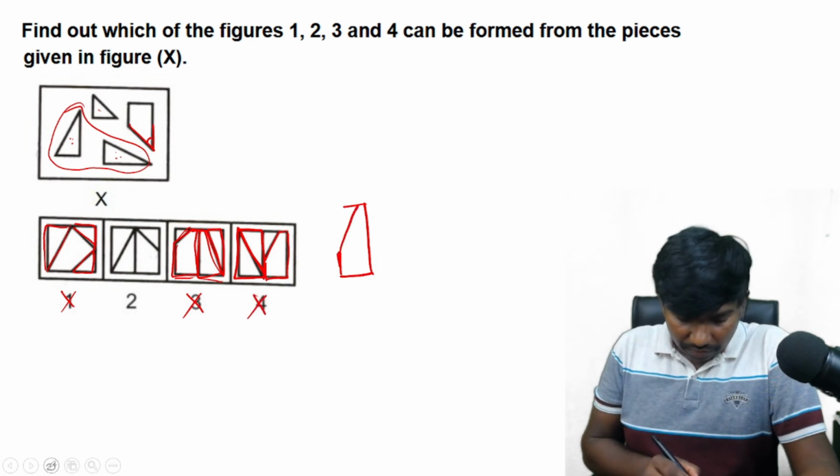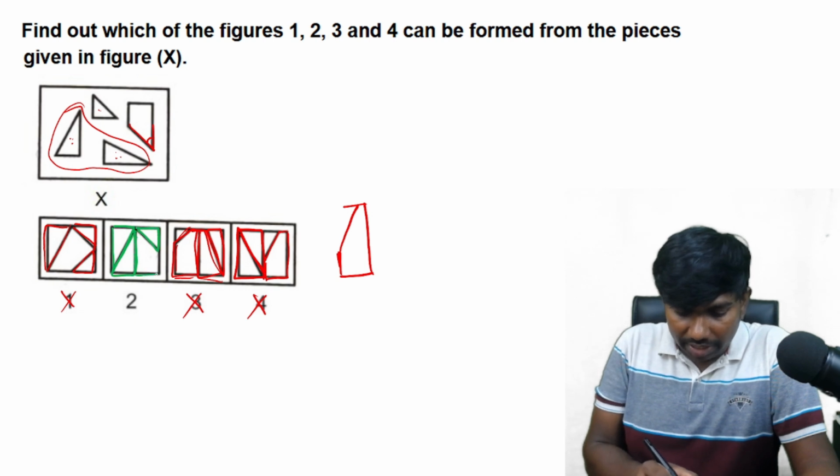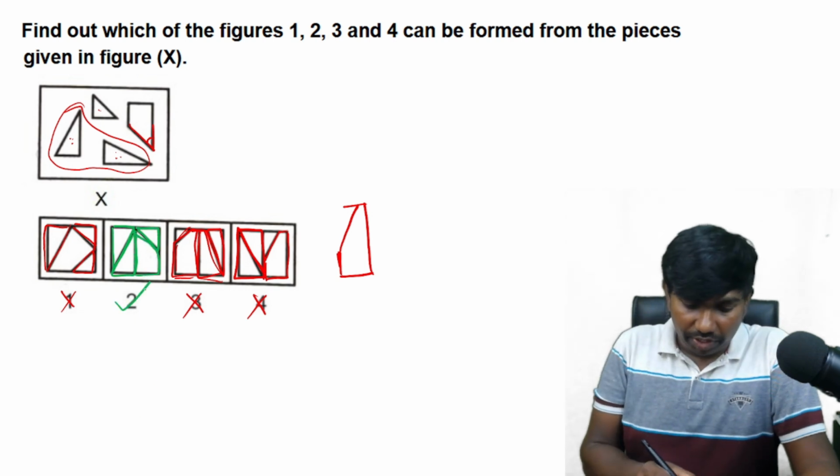Then the answer must be figure 2, because this is a right angle triangle, another equal right angle triangle, one small right angle triangle, and then there is a trapezium shape. Okay, so figure 2 is the answer.